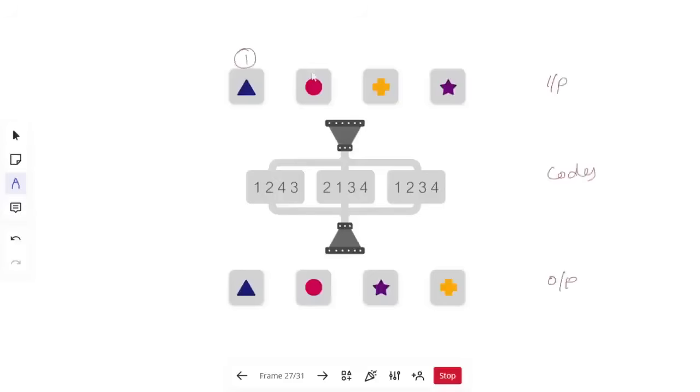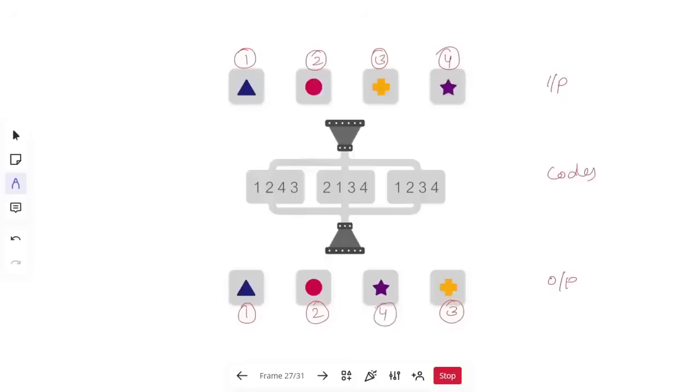So for simplicity, I will mark the images as 1, 2, 3, and 4 so that I can make you understand in a better way. Now let's see, this triangle is at which position. So it is again here only. Second image was circle, it is also here. Third image is here, so I will mark it 3 here, and fourth image is here. Let's see the code that we have, 1, 2, 4, 3.